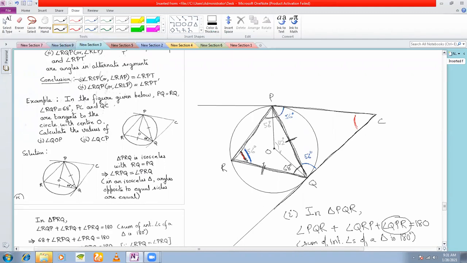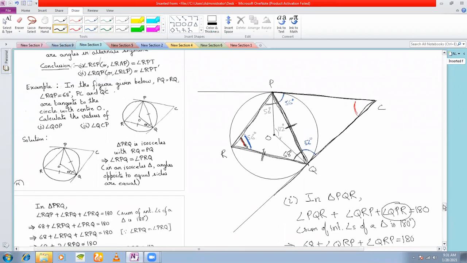Now you have in this triangle PQC, this triangle here, two angles, 56 and 56. You can find out the third angle, the red angle, QCP. That's it. Okay, so let us do this.